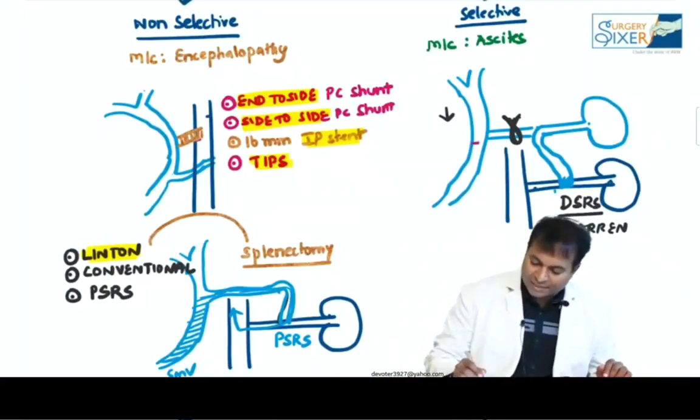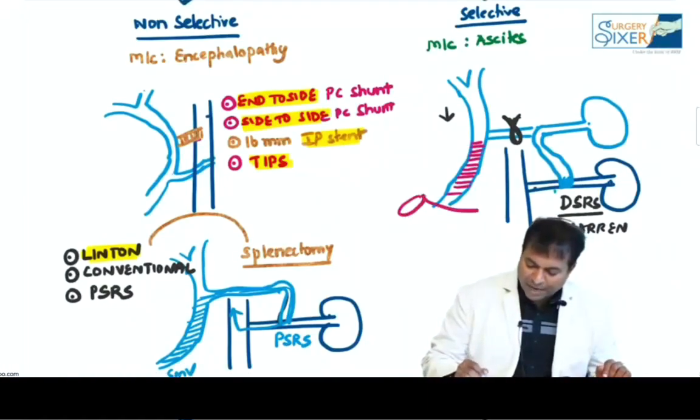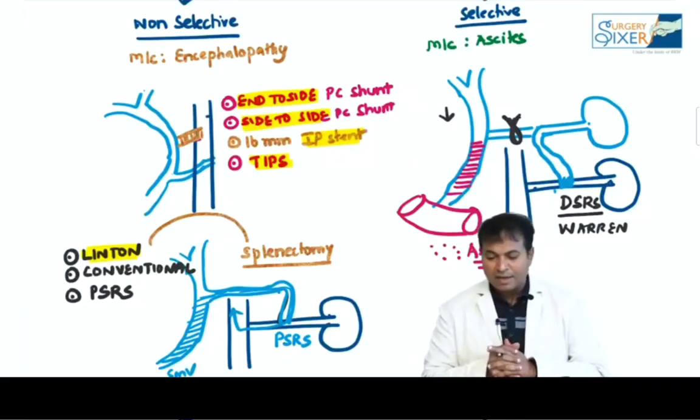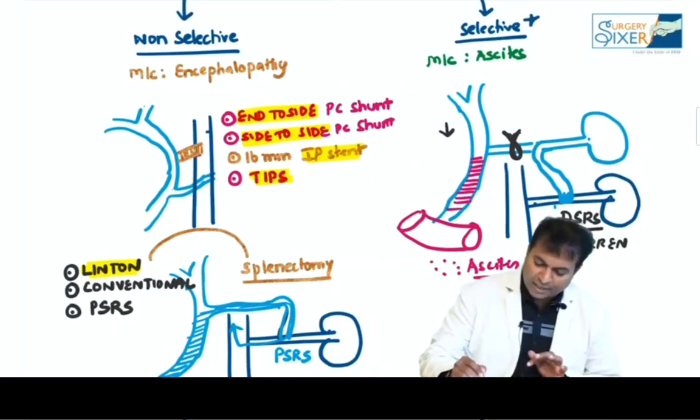The major drawback in this is that the pressure in the superior mesenteric vein increases, and therefore ascites may happen. Even those who are not having ascites will now develop ascites. So this is known as DSRS or Warren shunt. This is one selective shunt.